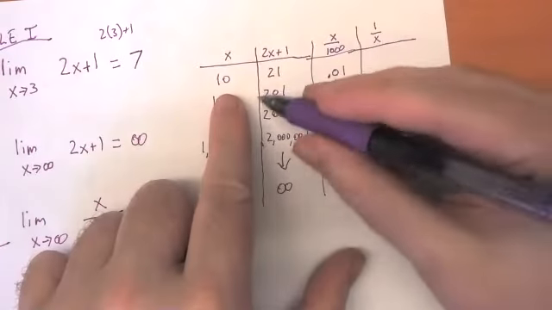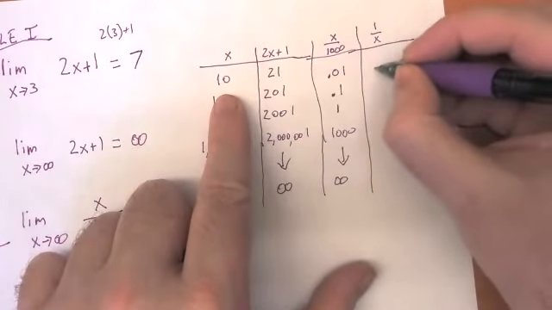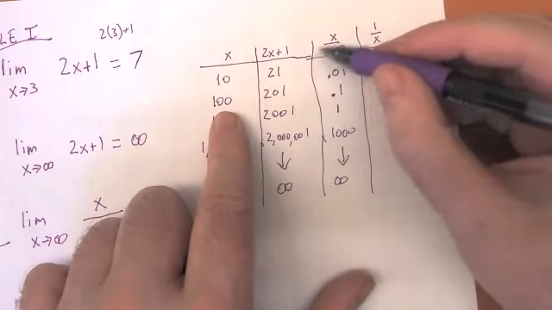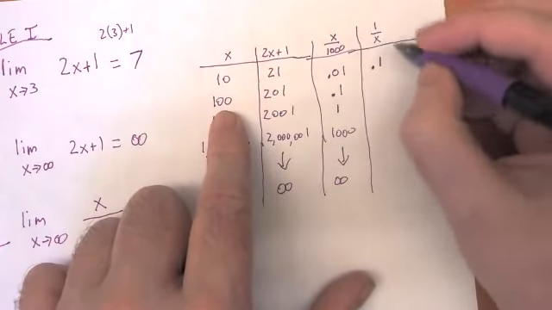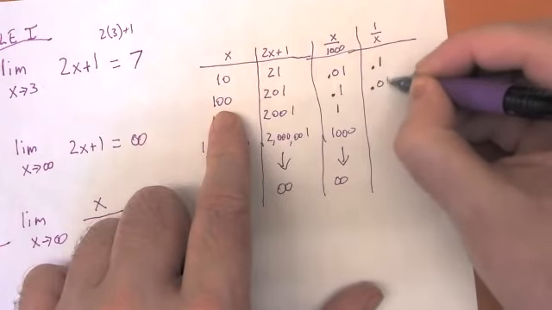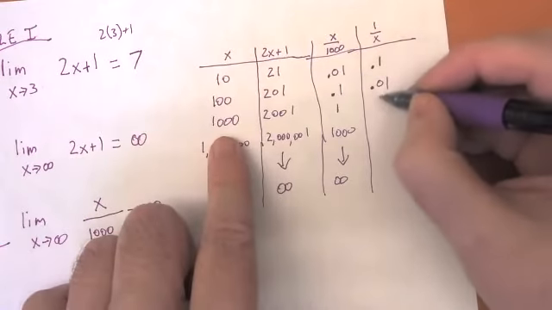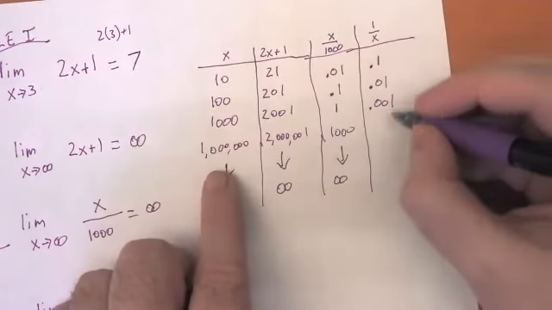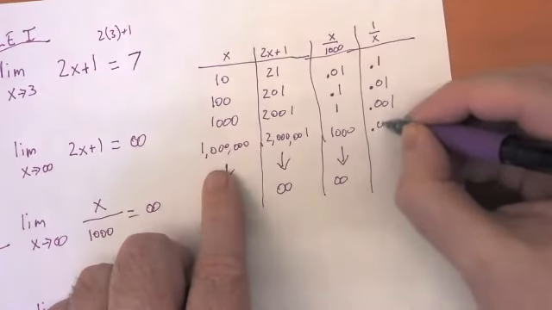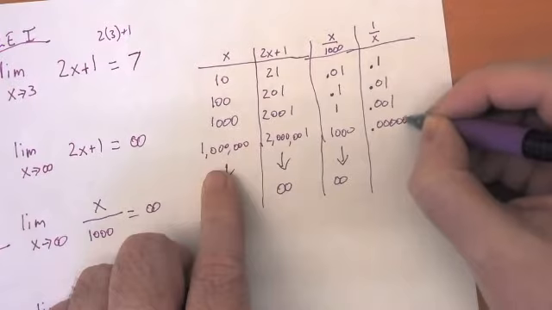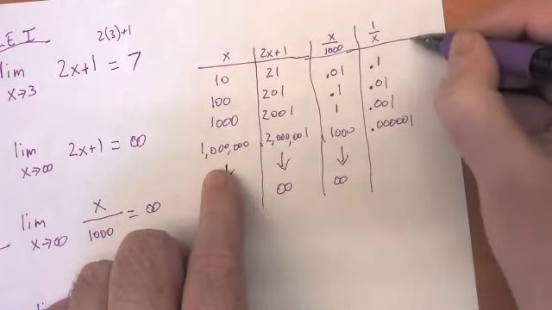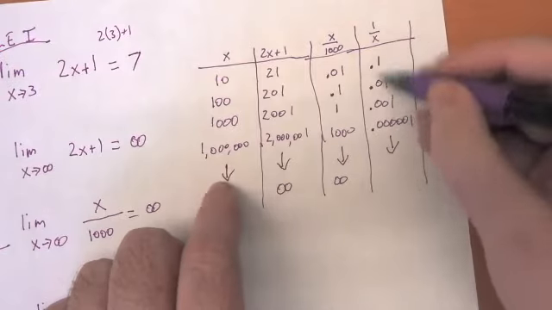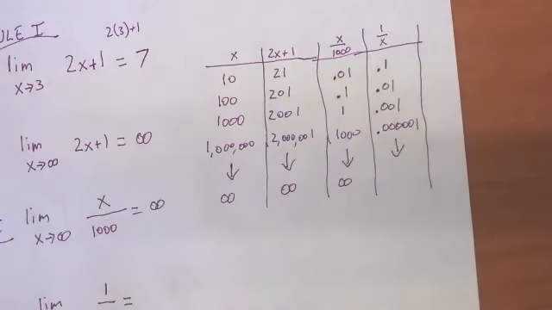So when x is equal to 10, 1 over x is equal to 0.1. When x is 100, the output is 1 over 100, which is 0.01. For 1,000, it's going to be 1/1000th, which is 0.001. For a million, it's going to be 0.000001, 1/1,000,000th. All right. And so the question is, what is this limit approaching?